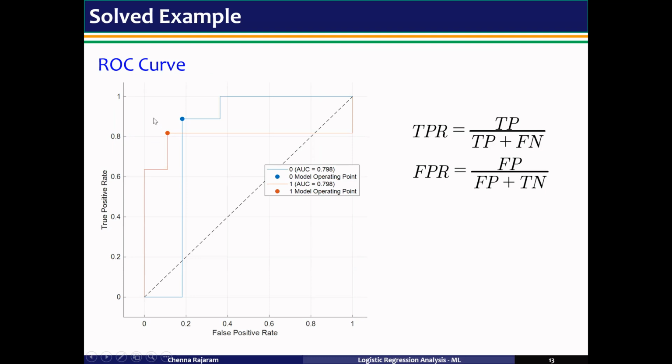The ROC curve is drawn between the false positive rate versus the true positive rate. The equations are as follows. True positive rate is equal to the ratio of true positive to true positive plus false negative. And false positive rate is defined as the ratio of false positive to false positive plus true negative. Based on the true positive rate and false positive rate, the ROC curve, that is the receiver operating characteristic curve, is drawn for classification 0 and classification 1. And the value 0.798 is the area under the curve.